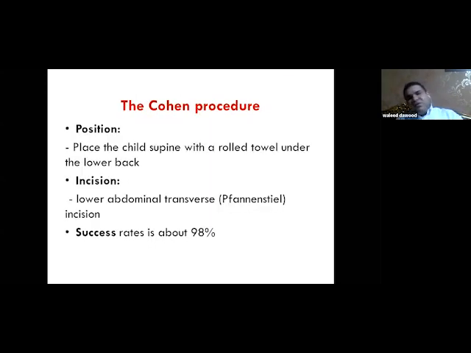Now I will start to explain some procedures in detail. I will start with the Cohen technique. For the position, the patient is supine with a rolled towel under his back. The incision is a Pfannenstiel incision, and the success rate is very high. This is the incision of the Cohen procedure.